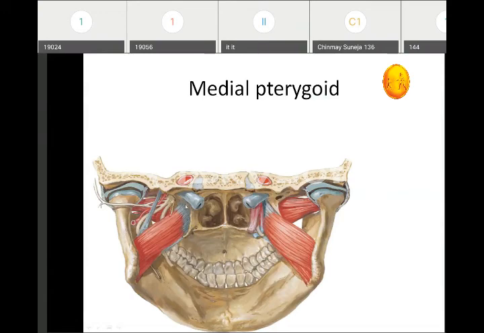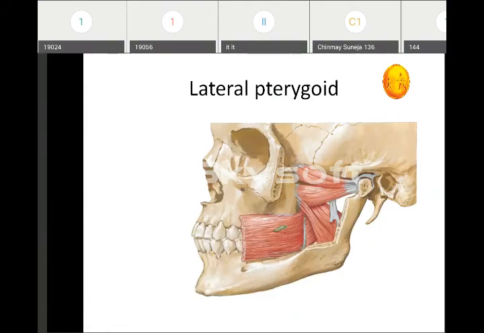Okay. From its medial surface, there is origin of one of the heads of the medial pterygoid muscle, and it is getting inserted over the inner aspect of the medial surface of ramus of the mandible. Okay. So that is about the medial pterygoid muscle.